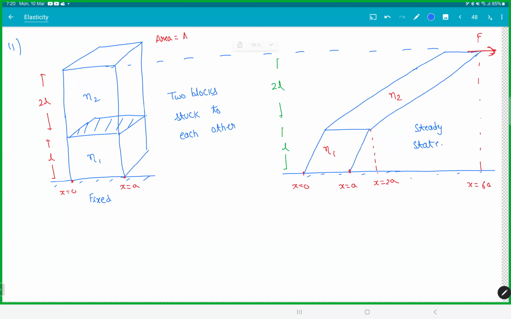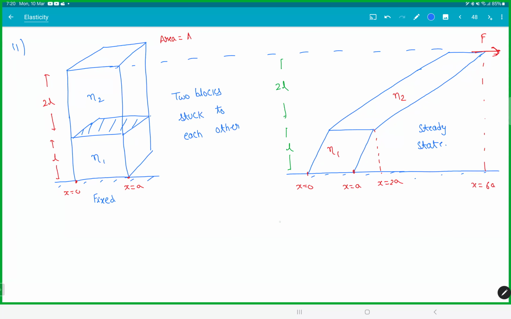Is the diagram clear, everyone? Find eta 1 by eta 2. Because see, if eta 1 and eta 2 are equal, the shape would have been like this, isn't it? Just a slanting rectangle. But because both are different, you got a completely bent in the middle.